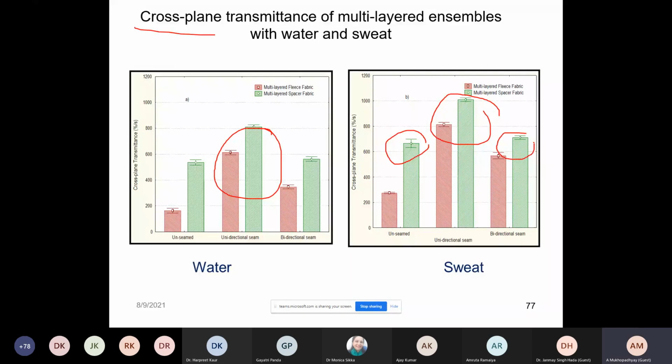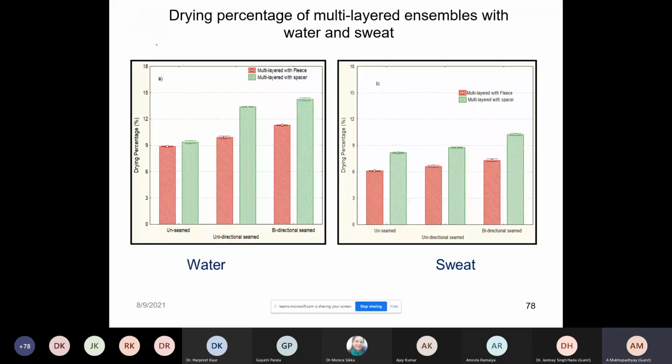If you see, the drying percentage is better in the case of the bidirectional seam. All these explanations are there, because a few papers have been published, so you can see the published work if possible. You can search through this title and get the idea, because the logic has also been given for why it is so, why it is acting differently.